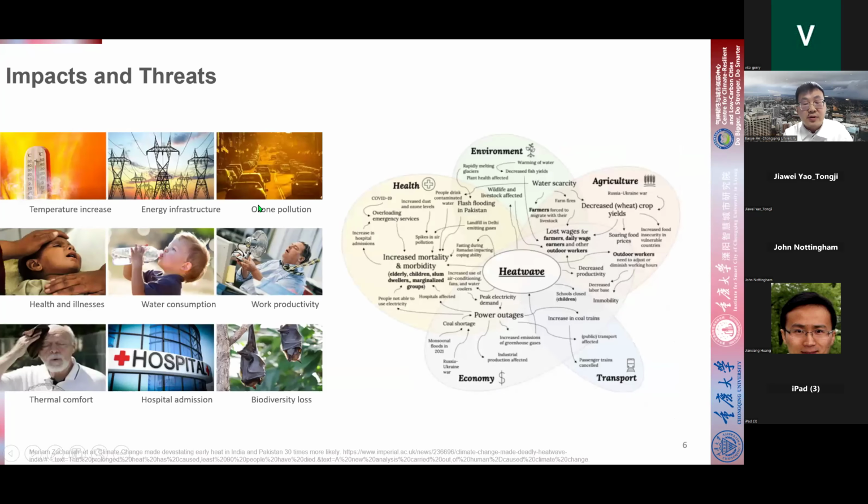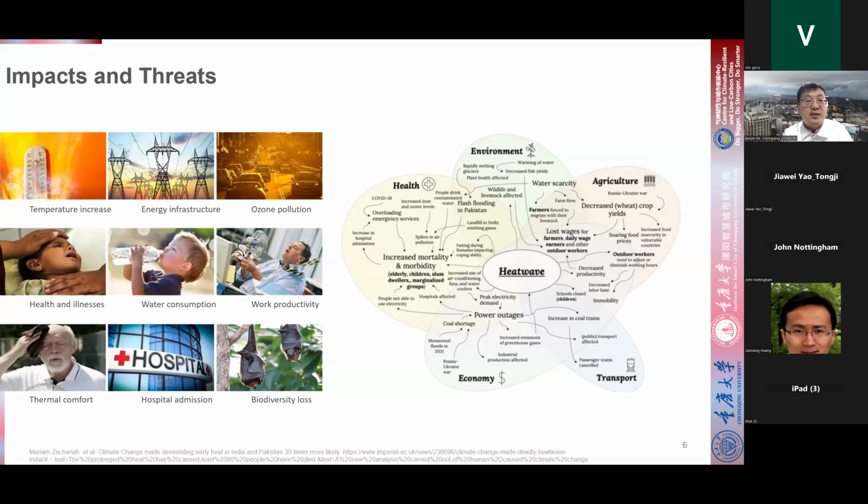About the impact and risks of the urban heat, we find that the temperature increase is the phenomenon, but it causes energy and water use increase, work productivity reduction, reduction of thermal comfort, and an increase in morbidity and mortality. If we look at it in a broader scope, heat waves or extreme heat cause many significant environmental, agriculture, transport, economy, and health impacts.